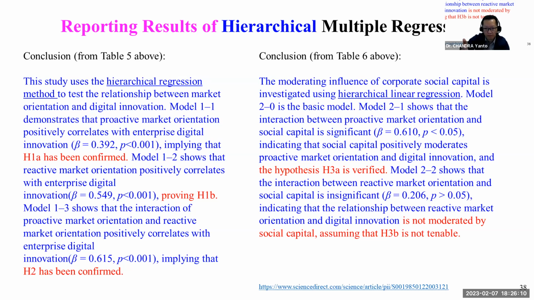Model 2.1 shows this interaction between the proactive market orientation and social capital is significant, and it shows the hypothesis 3A is verified. And model 2.2 looks at the interaction between reactive market orientation and social capital, and again, the beta value is 0.2, and it's not significant. It's more than 0.05. So you can say there's no relationship between reactive market orientation and social capital.